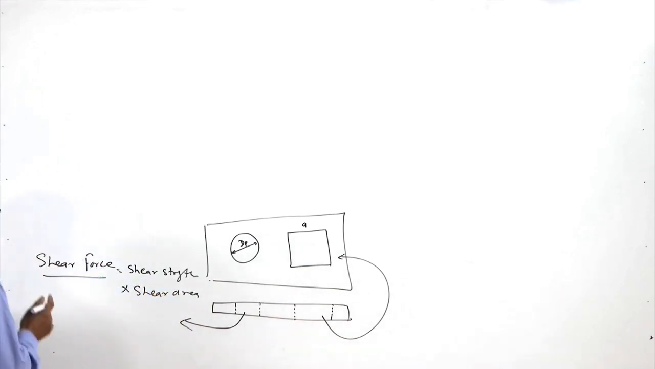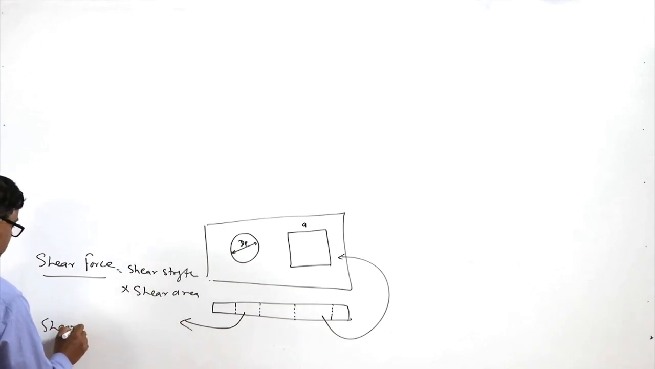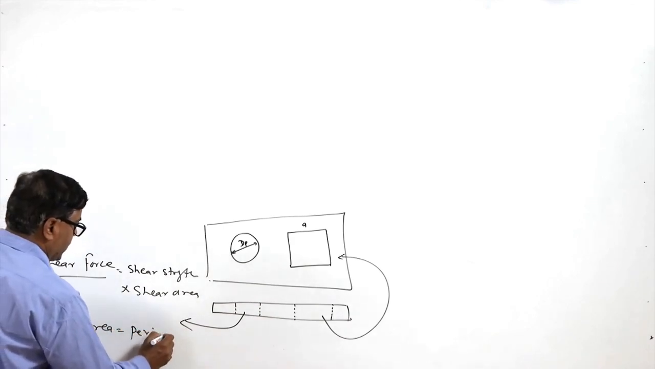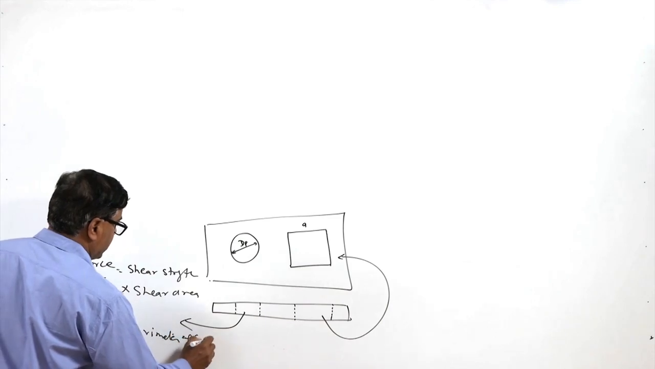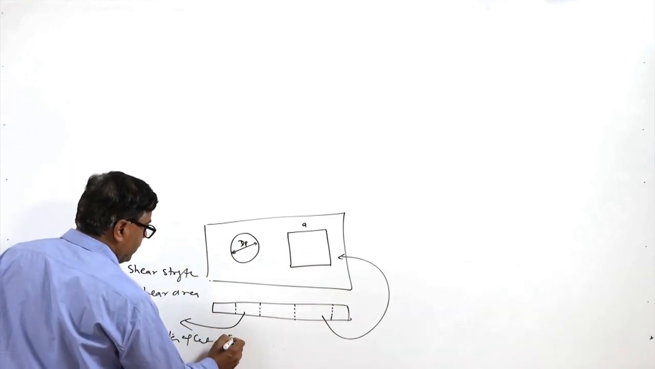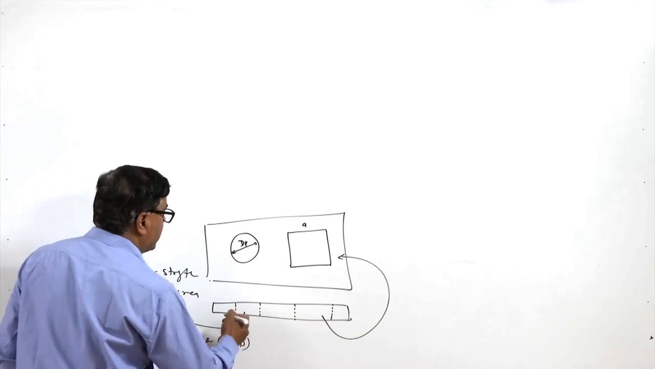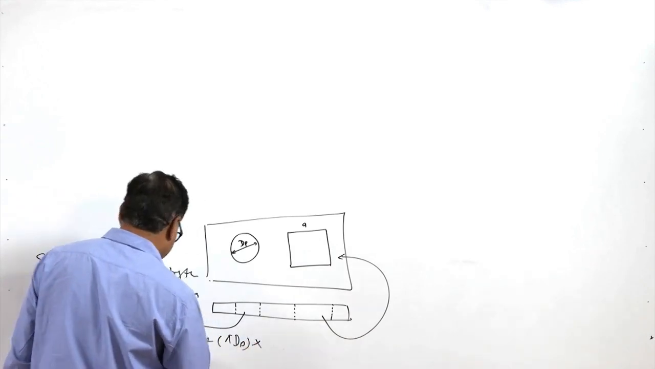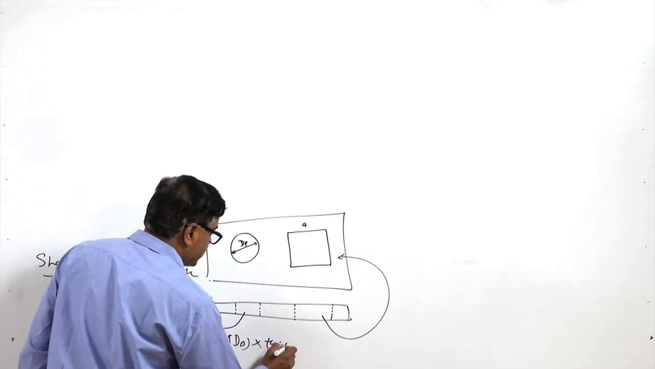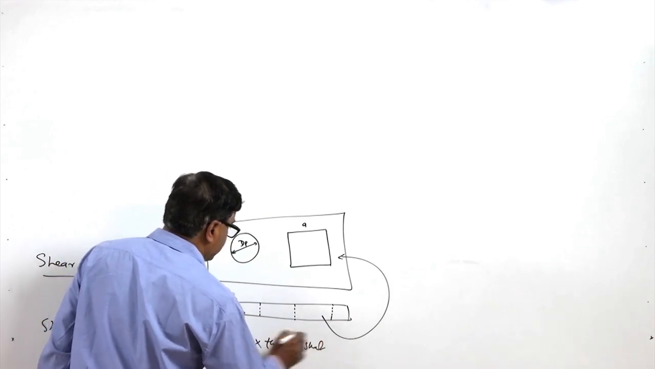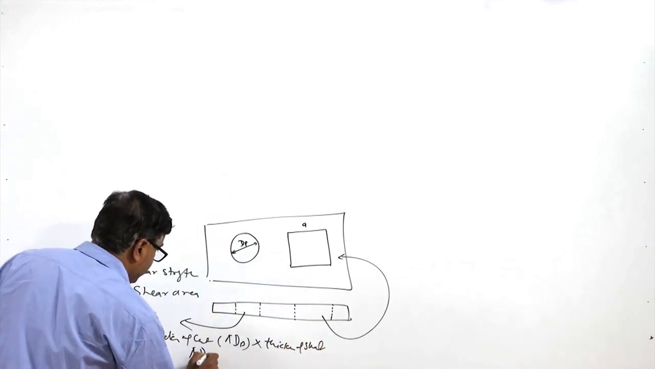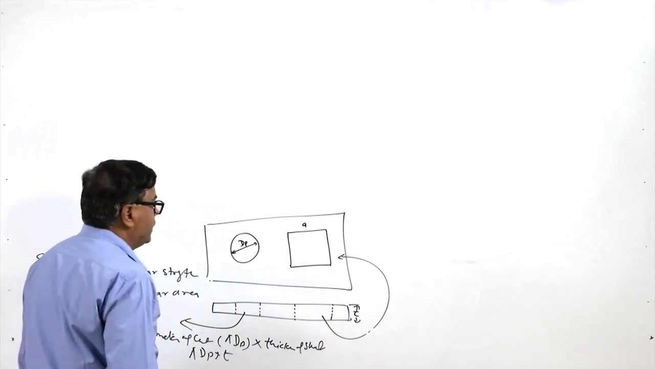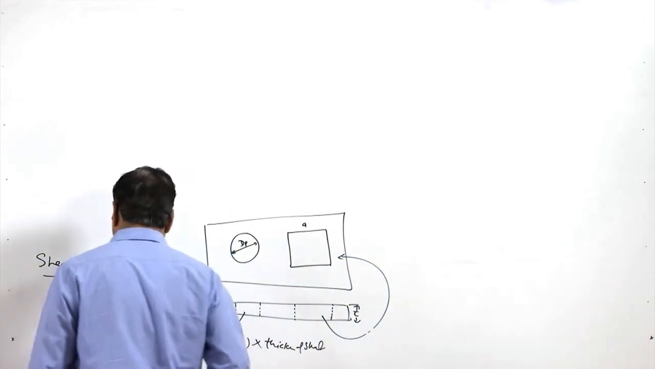What is the shear area? Shear area is obtained from the perimeter of the cut. Perimeter of the cut, which in this case is pi dp, where dp is the diameter of the punch or diameter of the hole which is being produced, into the thickness of the sheet. So here it is pi dp multiplied by t, if t is the sheet thickness. So this is how the shear area can be determined.